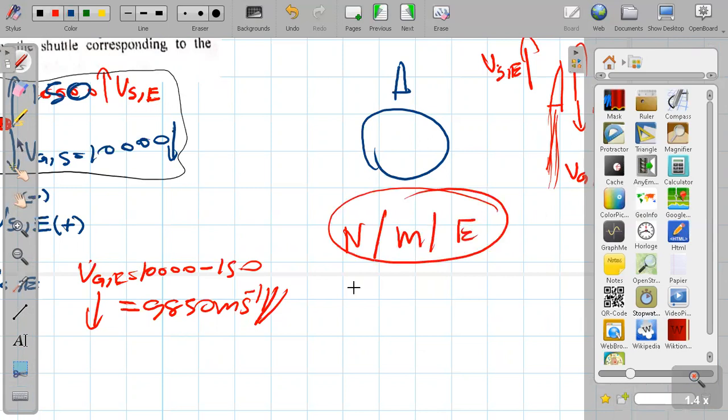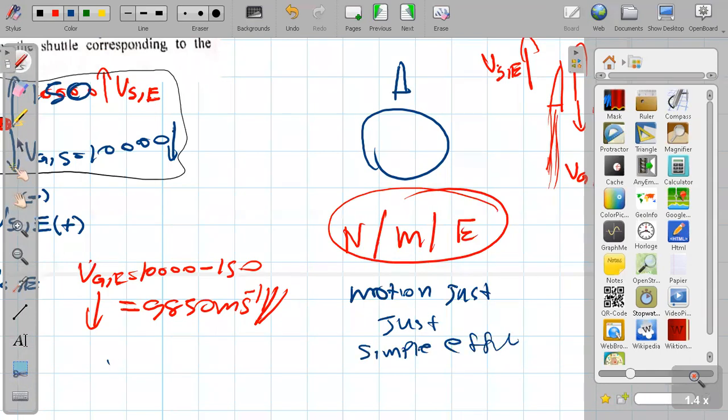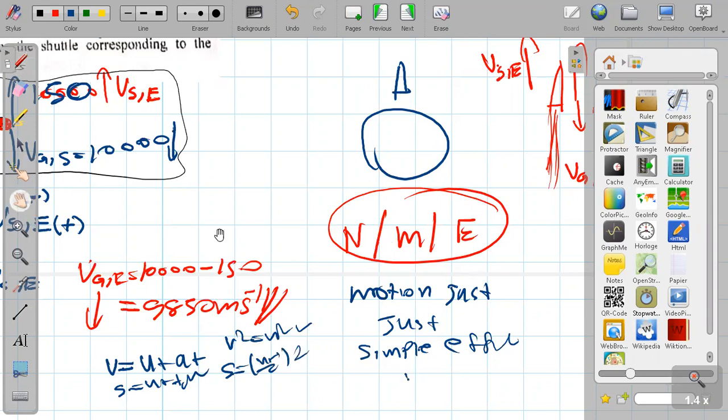So motion is what? Just a simple effect. What this asks is only whether we can put these in. Nothing else. U plus AT, S equals UT plus half AT squared. Next, V squared equals U squared plus 2AS. The other one is S equals (U plus V) over 2 times T. It only checks whether you can apply relative velocity.